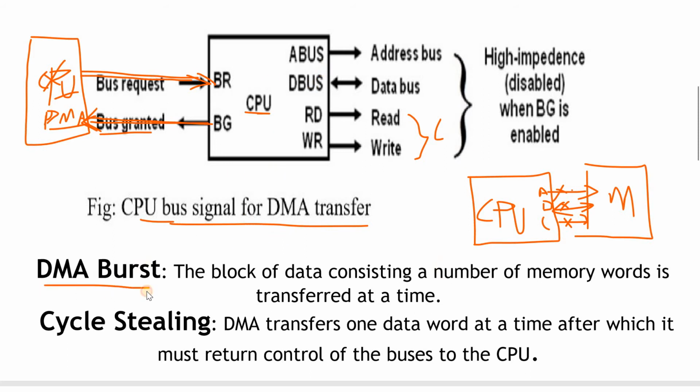Here we identify two important points. DMA burst: suppose you want to transfer from the IO devices to memory, the block of data consisting of a number of memory words is transferred at a time. The complete information is transferred at a time into the memory locations, and that is called DMA burst. This transfer is under the control of the DMA.